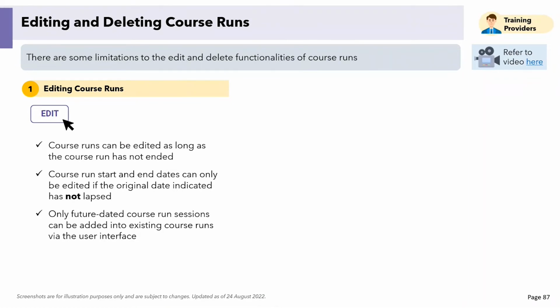But if, let's say, the course run has started but not ended, they can still edit, but what they can edit will depend on what they are trying to edit. For example, if the course run has started but not ended, then they can edit the course run end date because it has not passed. But they won't be able to edit the course run start date because it has already passed. So as long as the original date has not lapsed, they can edit that information. And of course, the other information like description, etc., those qualitative ones can be updated.